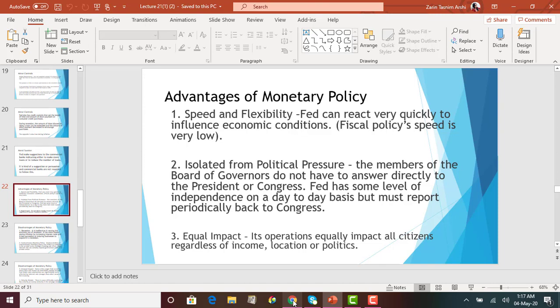Of course, if any major activity happens, the Fed has to answer to Congress, but on a day-to-day basis, the Fed does not have to report to Congress. So that's why it's isolated from political pressure. Another advantage is called equal impact. Basically, when monetary policy is implemented, it impacts all citizens regardless of their income, location, or politics. So these are the advantages of monetary policy which you need to know.